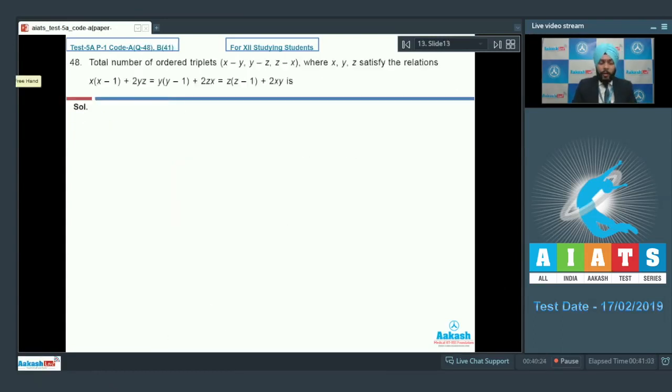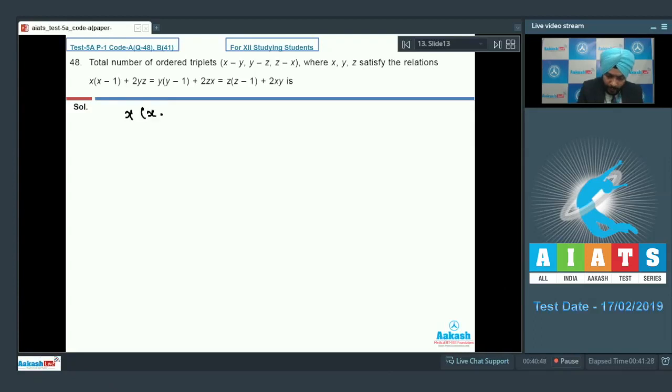Question number 48 says that the number of ordered triplets (x minus y, y minus z, z minus x), where x, y, z satisfy the relation x(x minus 1) plus 2yz equals y(y minus 1) plus 2xz equals z(z minus 1) plus 2xy, is. Students, we have three simultaneous equations. Let us say A equals B equals C. We always solve them by taking it equal to K.